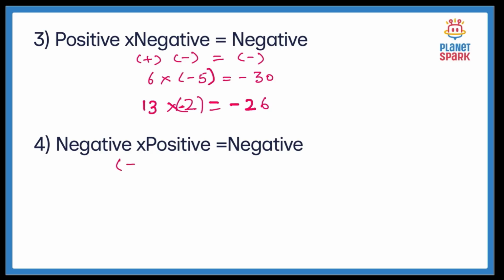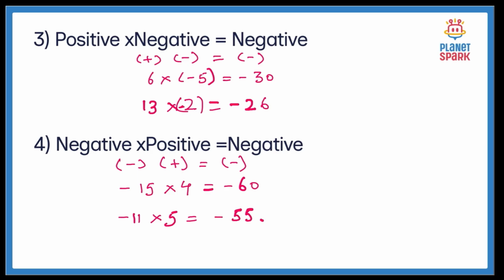Again, negative into positive, a minus into plus will also be minus. So if both the numbers are of different signs, my resultant answer would always be negative. Minus 15 into 4 will become minus 60. 15 is negative. Negative into positive is negative. Minus 11 into 5 would be minus 55. Again, negative into positive is negative. So remember, same sign, answer is positive. Different signs, answer is negative.